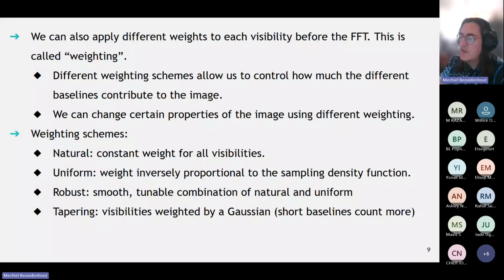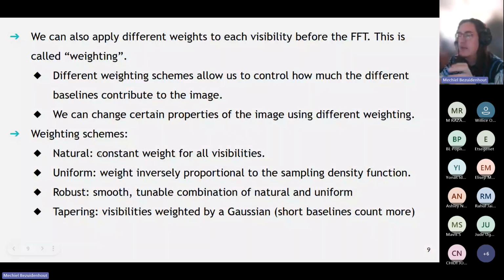The simplest one of those is called the natural weighting scheme, and it just means giving a constant weight to all visibilities. They all count the same. Then there's a uniform weighting scheme, which means that you weight them inversely proportional to the sampling density function.